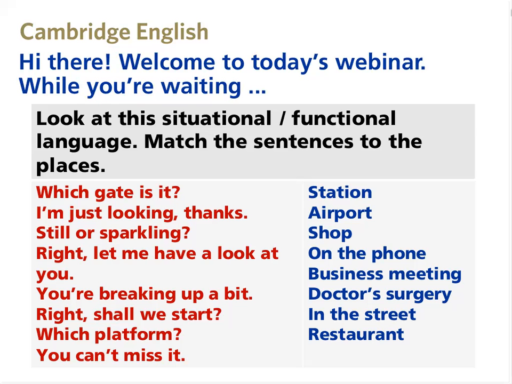And today we're looking at real-world language, i.e. situational and functional language, and how best to teach these in the classroom. As you'll see on the screen, I've left you a little introductory task of some simple functional language sentences, and ask you to match the sentences to the places.